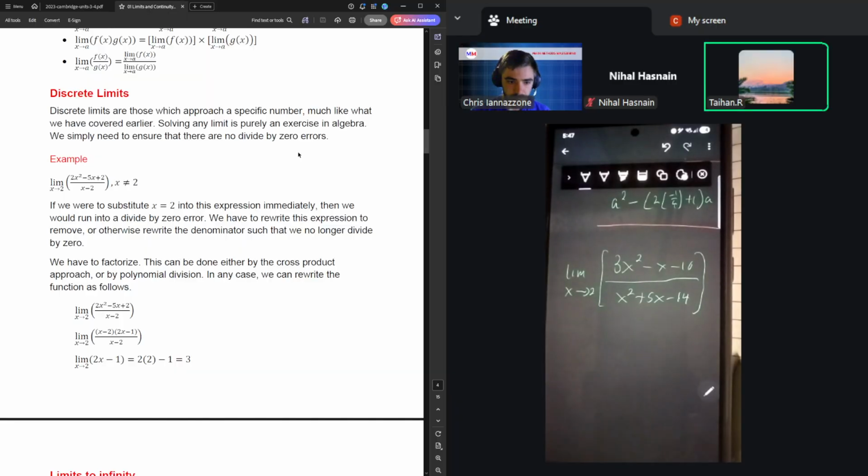Factorize first part. Yep, factorizing. It cut off a little bit, but I think you said the numerator specifically. Yeah, how are we going to factorize that?